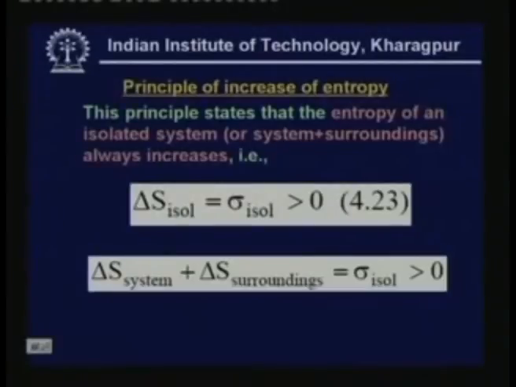And what is the example of an isolated system? If you take the system plus surroundings itself as a combined system, then it becomes an isolated system. That means it can be an isolated system in itself or a system plus surroundings. So if you are writing the entropy balance equation for a system plus surroundings, then also you get the same conclusion. That means the entropy change of a system plus the entropy change of surroundings will be equal to sigma of the combined system, and which will always be greater than 0.